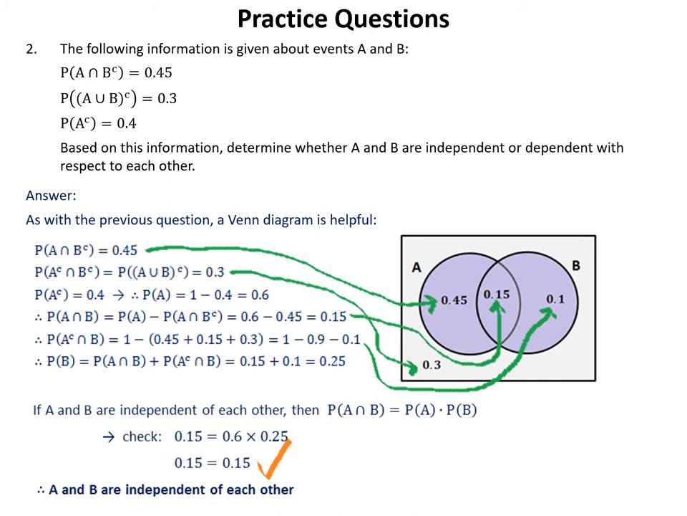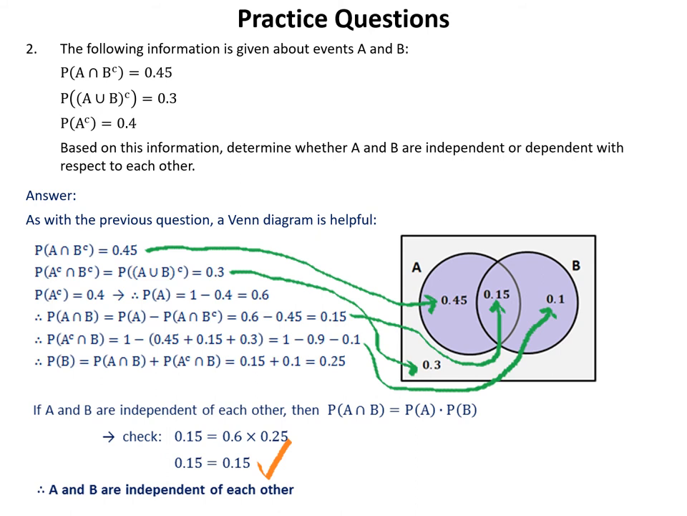And this is a good starting point because, recall from the previous question that when you are given an intersection of sets for a Venn diagram, that gives you one of the distinct regions in the Venn diagram. So A intersect B complement means in A and not in B. So that is the left region of the A circle, the crescent shape, and that equals 0.45. So we put 0.45 in there.